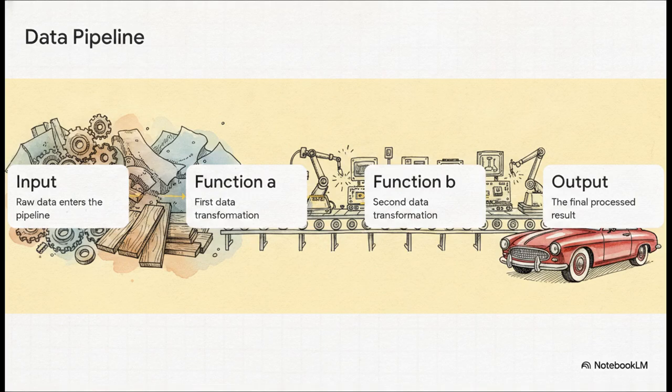Step 1, you have your input. Step 2, that input flows smoothly into function A. Step 3, that result flows right into function B. And step 4, boom, you get your final output.